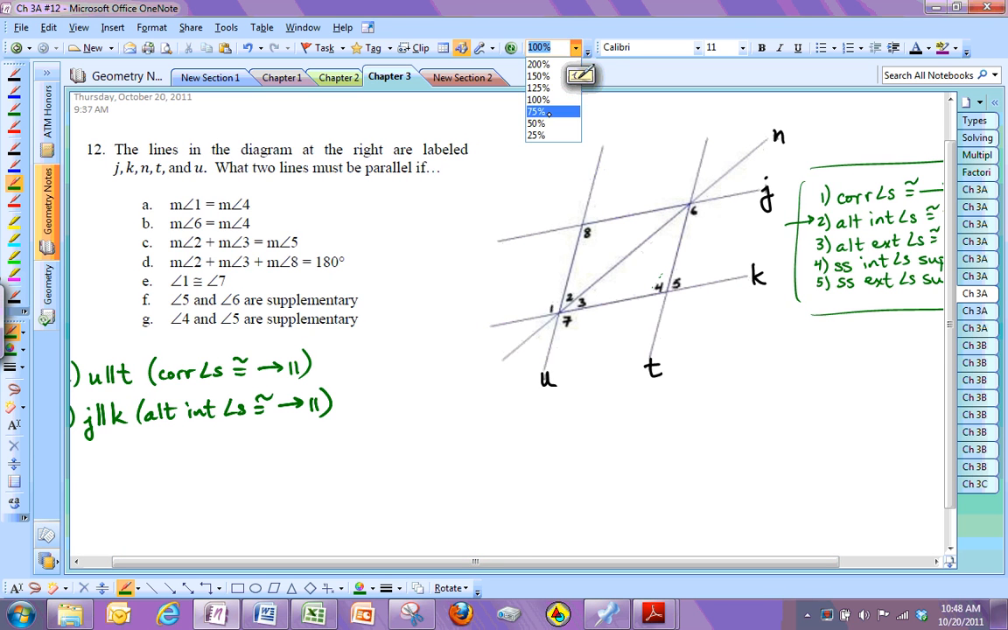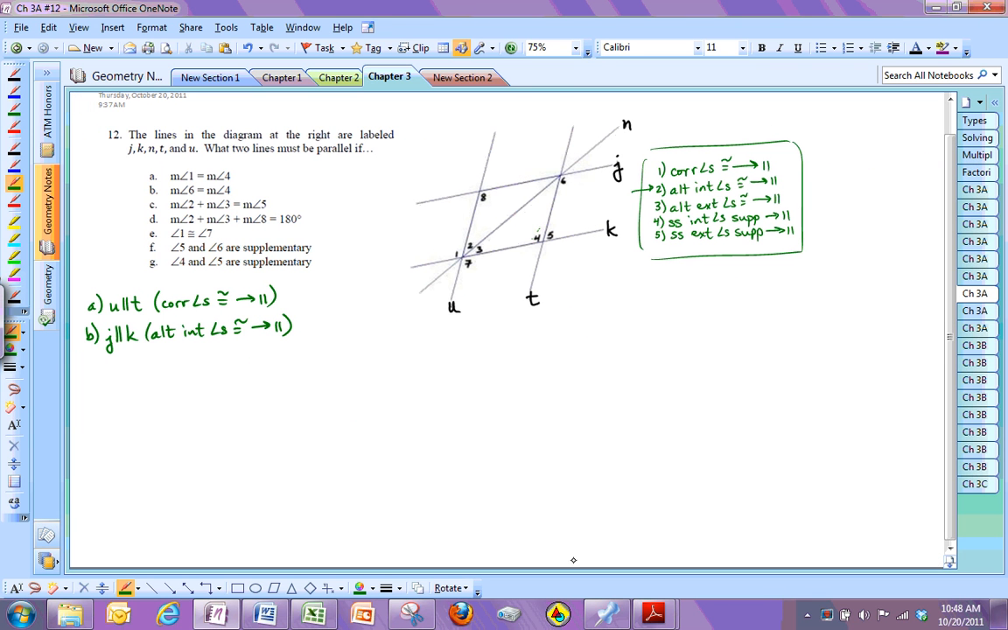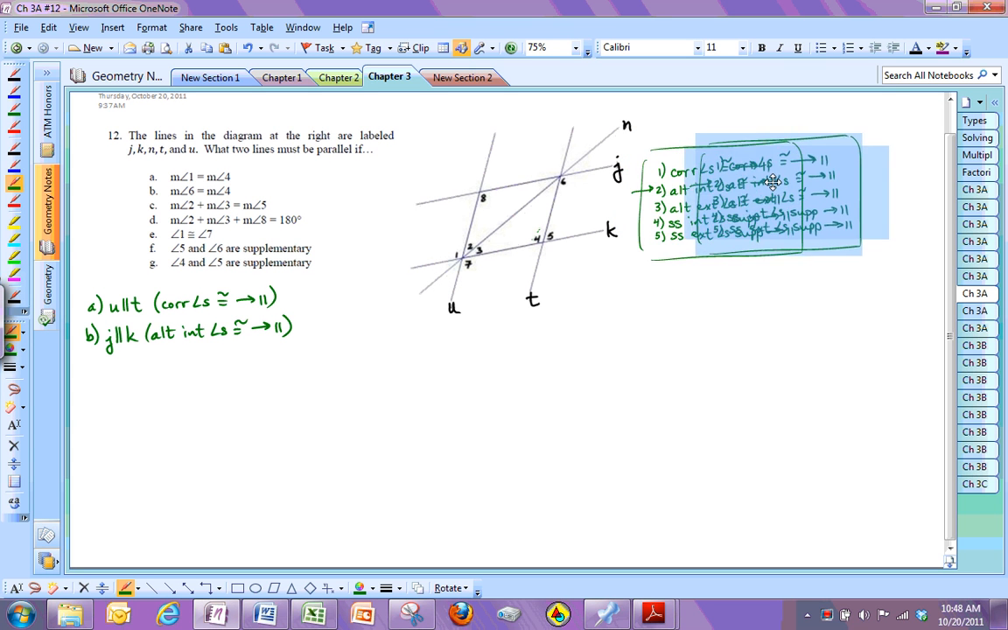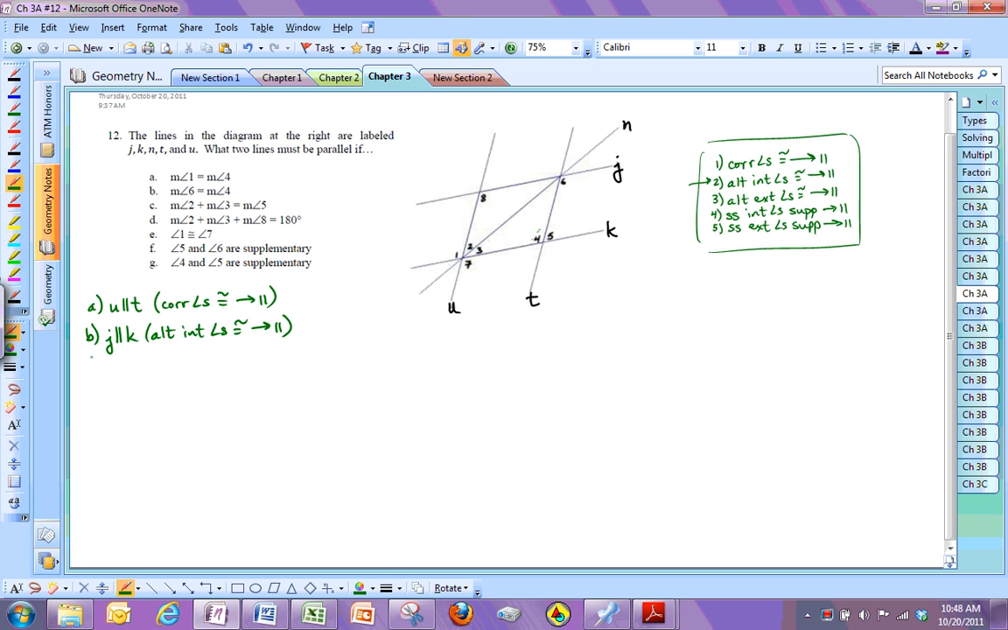I'll zoom out just a little. There we go. Okay, so next thing that we've got here is 2 plus 3 equals 5. Well, here's 2, here's 3. And really when I say 2 plus 3 equals 5 over here, I'm going to actually combine 2 and 3 together. Equals this 5. So think of 2 and 3 as one big angle.